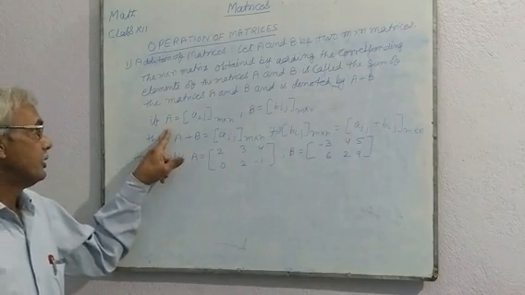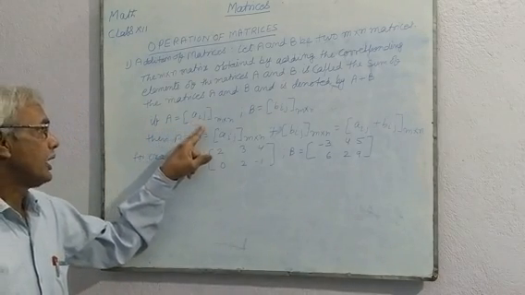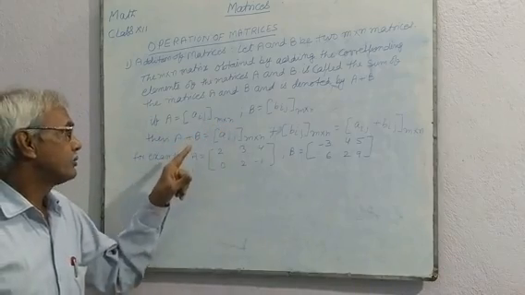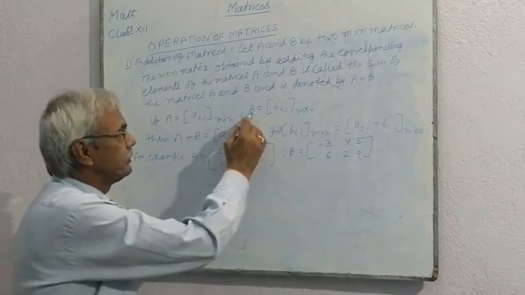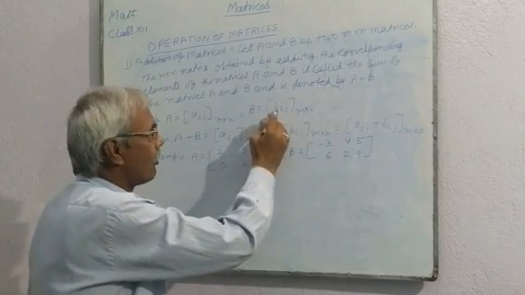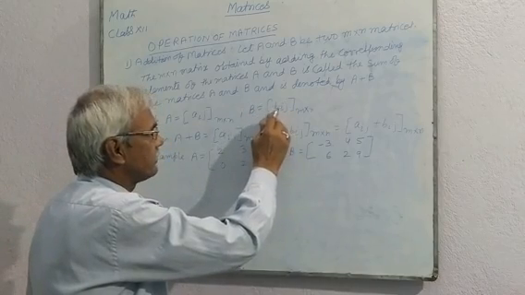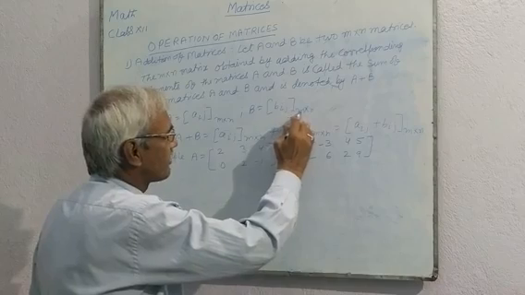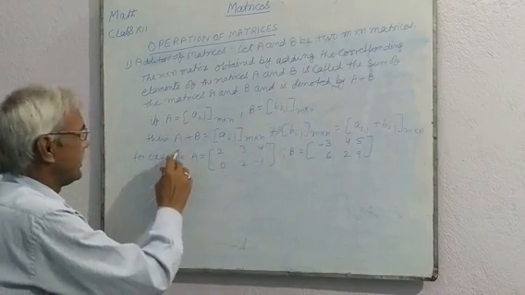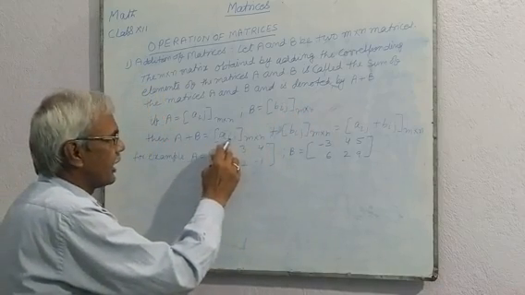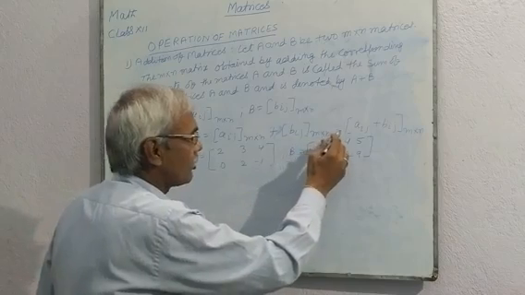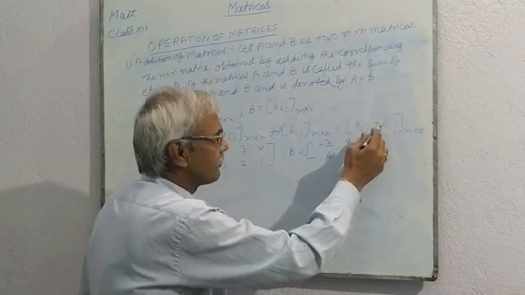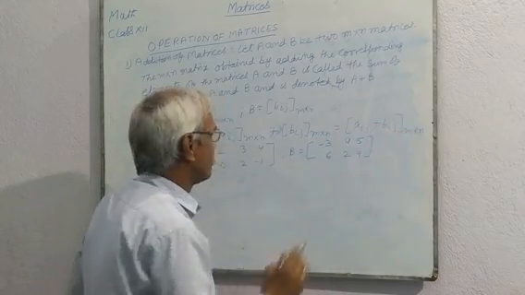If A is a matrix Aij of n into n order, where i represents row and j represents column, and B is a matrix whose elements are Bij, order of matrix B m into n, then A plus B equals Aij m into n order plus Bij m into n order, equal to Aij plus Bij, m into n order.